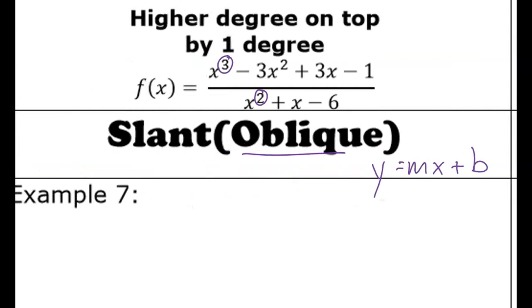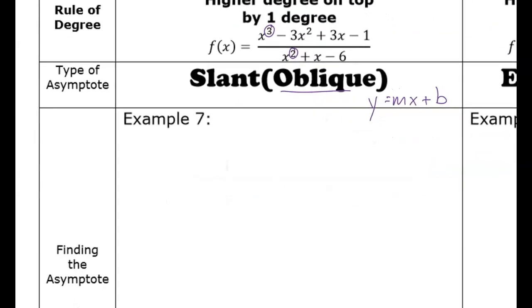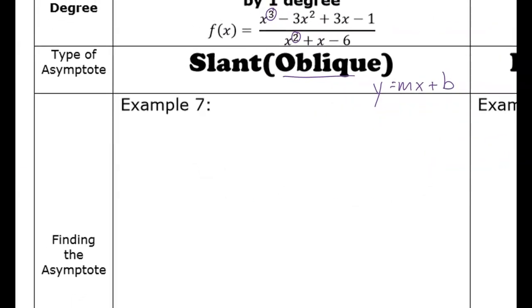So, let's go ahead and find our slant asymptote. Do you remember how I said we find the actual asymptote? You divide them. You actually divide them. Can we use synthetic division to divide here? Can we use synthetic division?